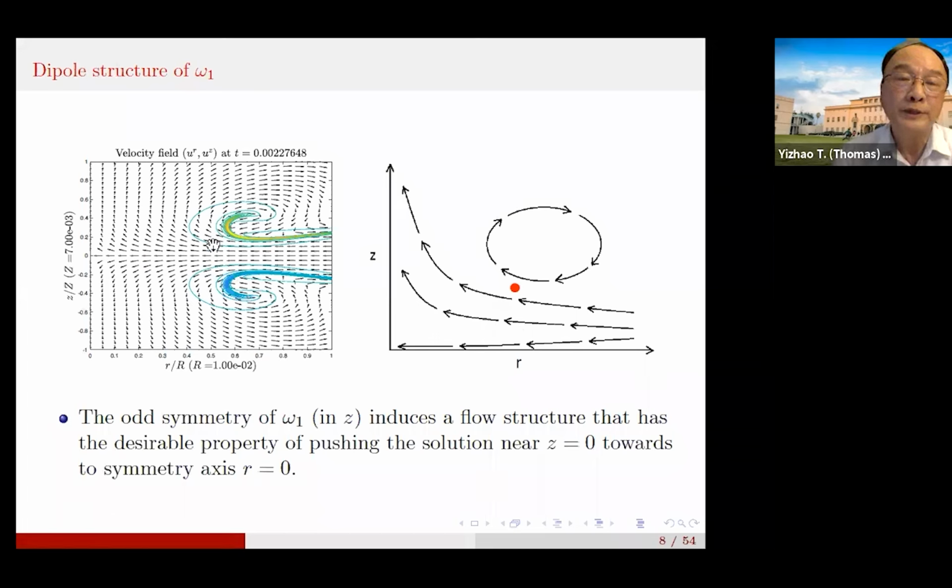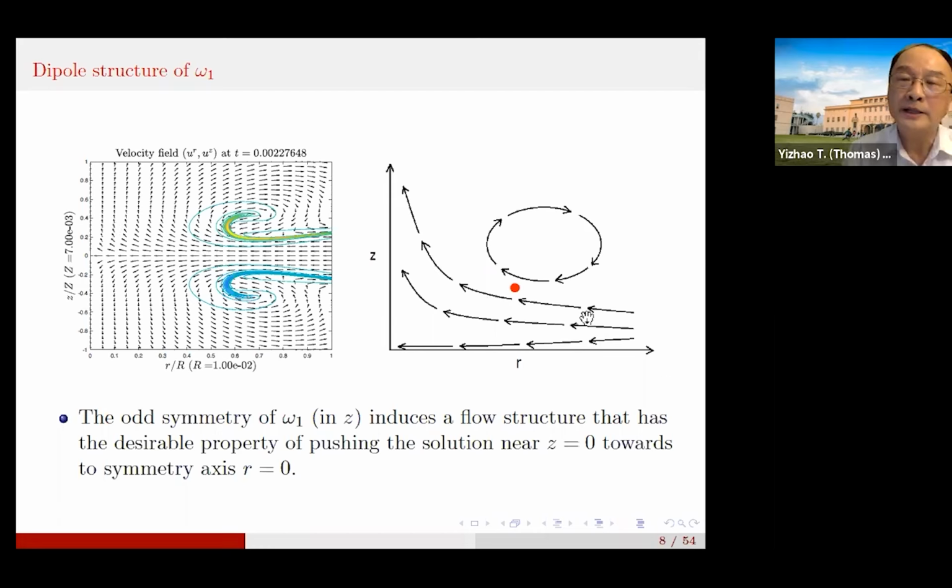It's a dipole-driven singularity. This is the 2D velocity field, and this is the omega-1 contour, the vorticity contour. Due to the asymmetry, you generate a dipole structure. So you generate a negative radial velocity field that pushes towards r = 0. This is the symmetry axis, and because of incompressibility, r = 0 is like an impenetrable wall. So you have a hyperbolic flow structure going up or going down like this.